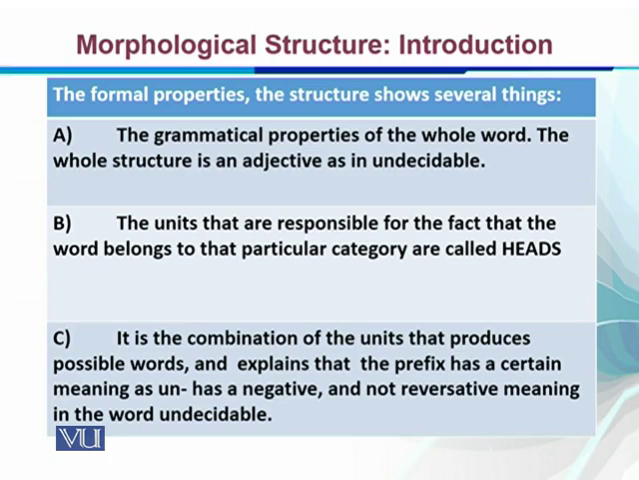Secondly, the units that are responsible for the fact that the word belongs to a particular category are called heads. In this case, able tells us that this word is an adjective. For example, ance, if it is added after perform, becomes performance, so performance will have the head. And thirdly, it is the combination of the units that produces possible words. The way different units are combined explains that the prefix has a certain meaning, as in the case of undecidable, where un has a negative, not a reversative meaning. A reversative meaning example is reopen, open again.